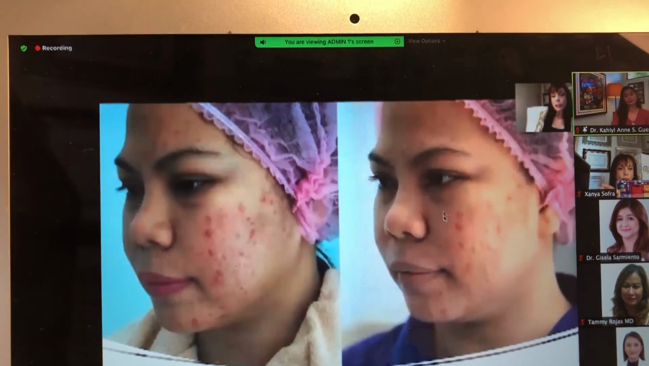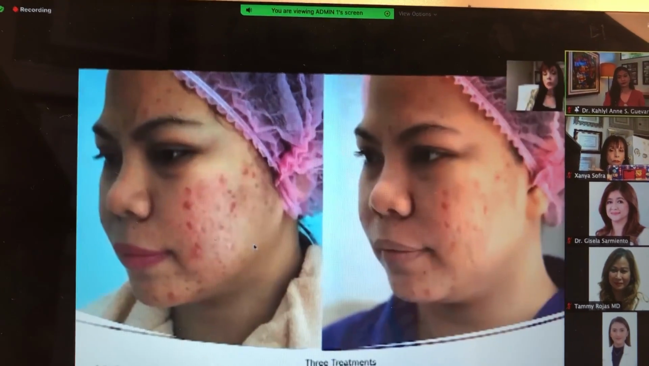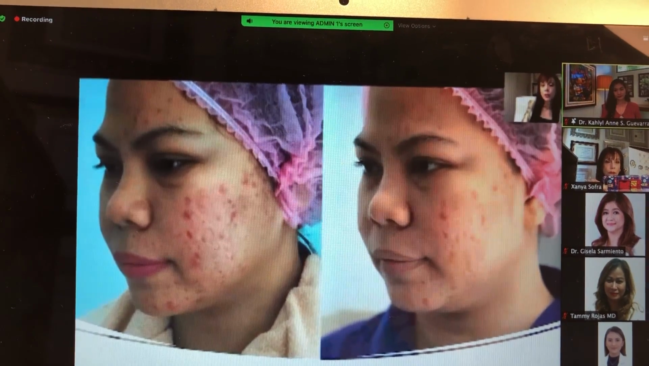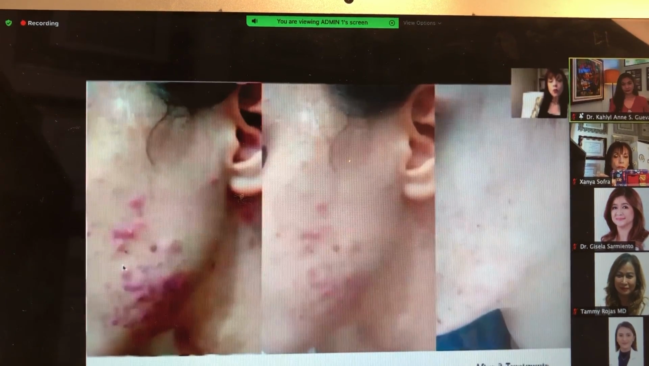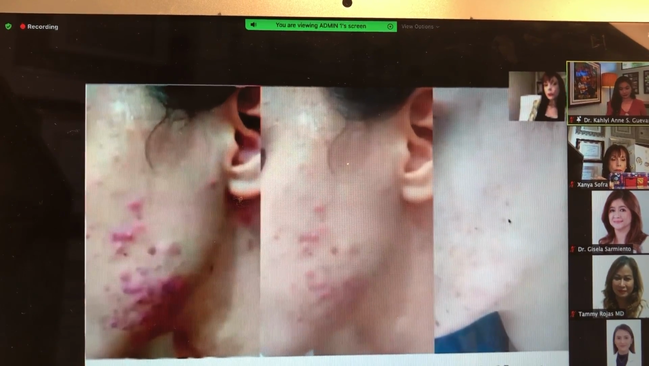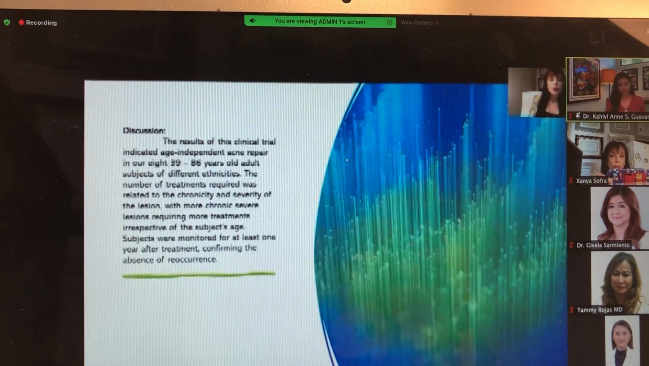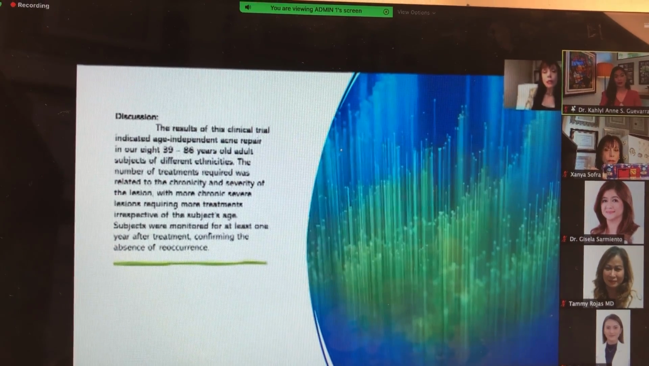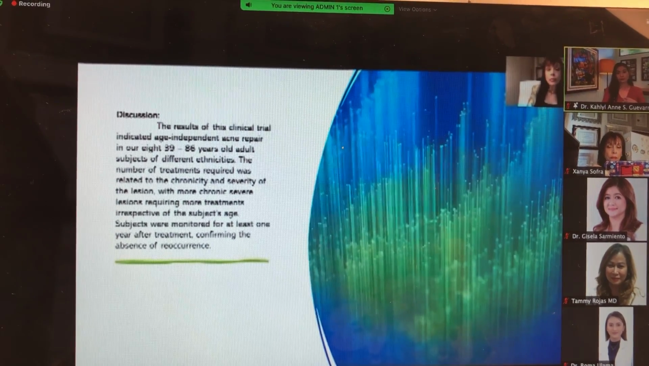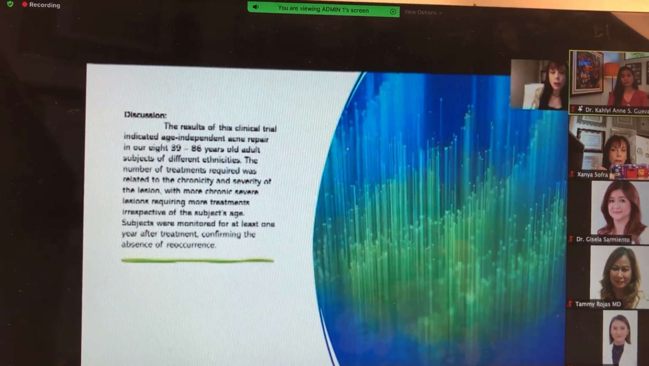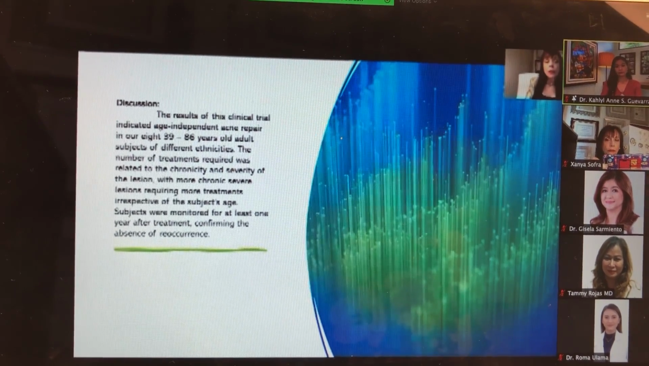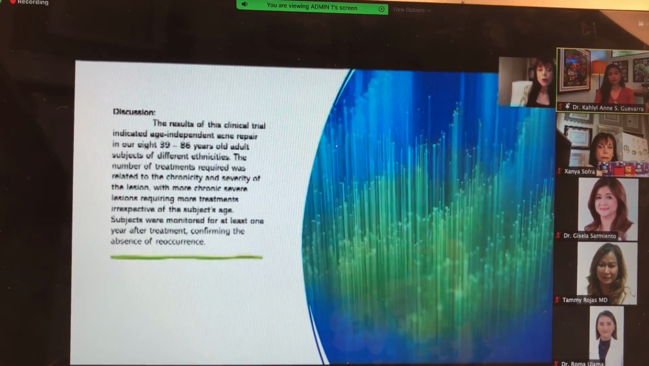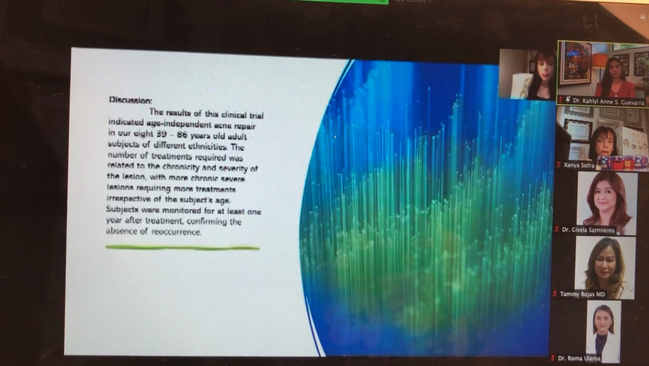This is the before, and this is the after 3 treatments. Obviously, with such severe adult acne, you do need more treatments. We only performed 3 treatments. And this is before, after the first treatment, and after the 3rd treatment. So the results of this clinical trial indicated age-independent acne repair in our 8 adult patients, 39 to 86 years old, of different ethnicities. The number of treatments required was related to the chronicity and severity of the lesion, and more chronic severe lesions required more treatments.